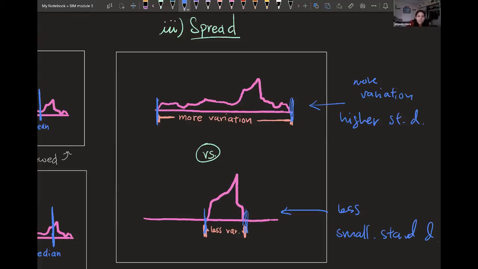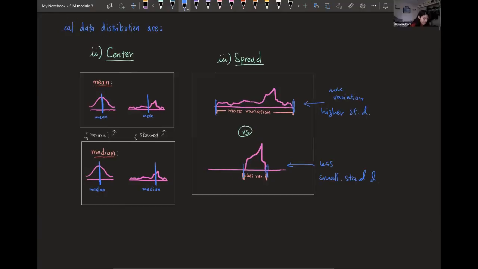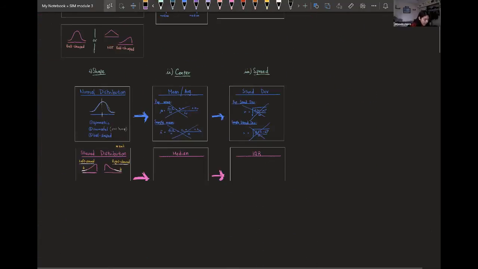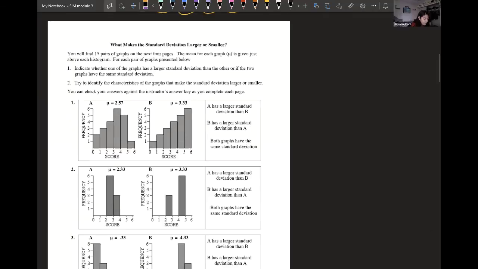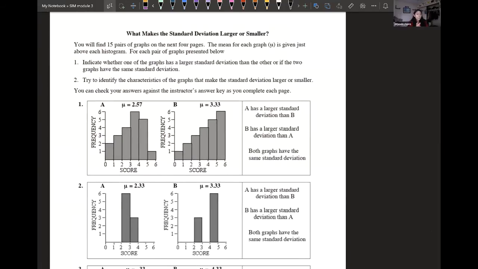Okay. Does anybody have questions on any of this? Okay, so then there's these worksheets on Canvas. So for this, we're going to be comparing them. So like for number 1, we have one graph A and one graph B. We want to say which one we think has a larger standard deviation, okay? Or spread. Just think of which one has more spread.